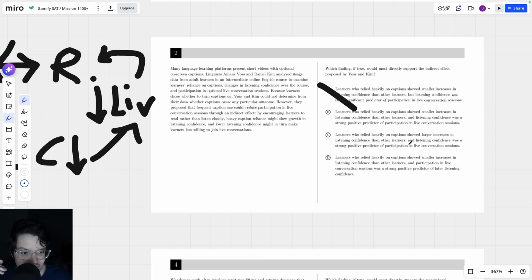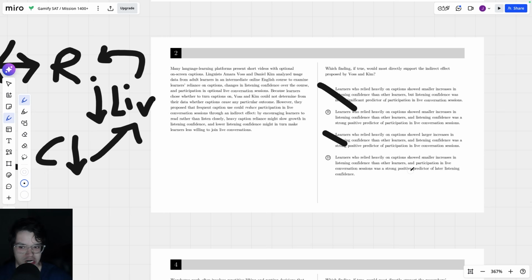C, learners who relied heavily on captions showed larger increase in listening confidence. Okay, so I just know automatically, like larger increase in listening confidence, that's not what we're saying here, so we just know C is not going to be it. D, learners who relied heavily on captions showed smaller increase in listening confidence than the other learners, and participation in live conversation sessions was a strong positive predictor of later listening confidence. This is better, but it's definitely kind of weird.